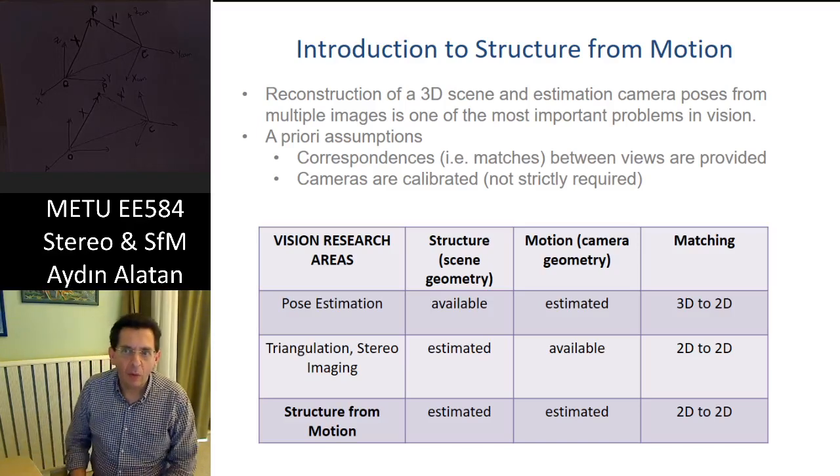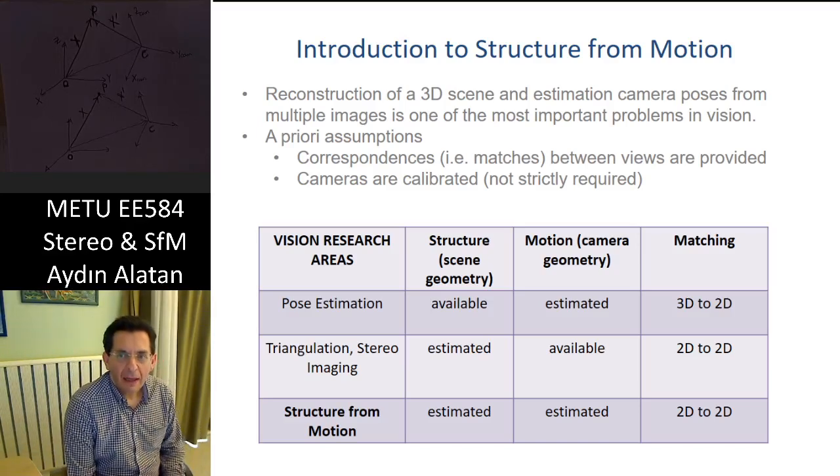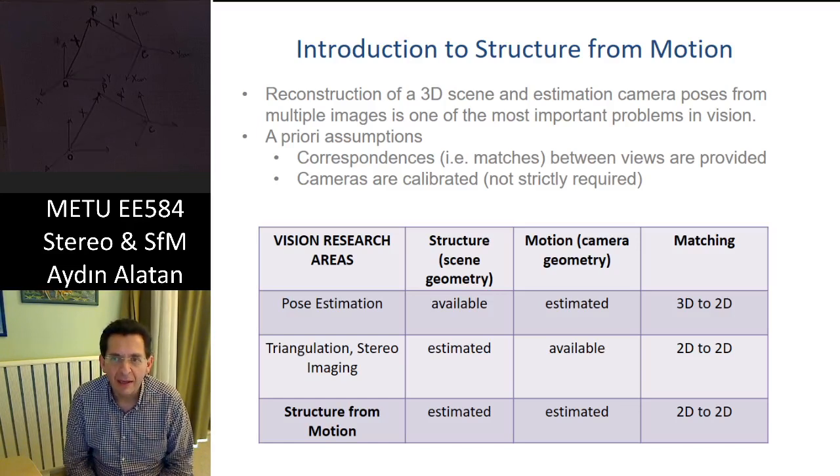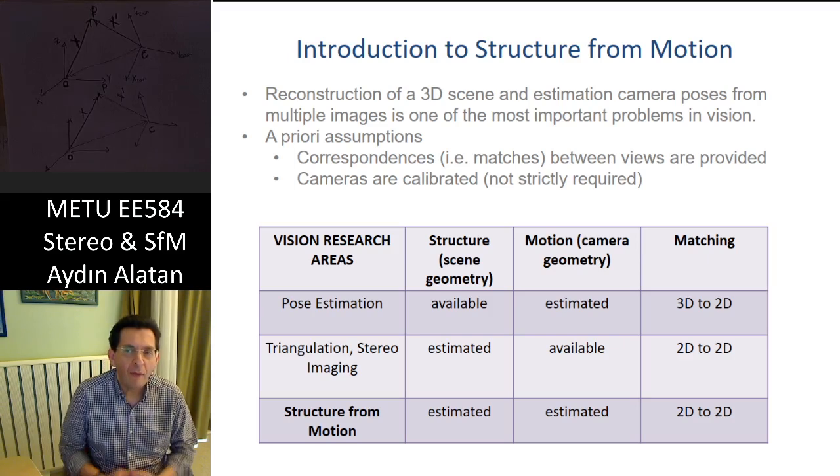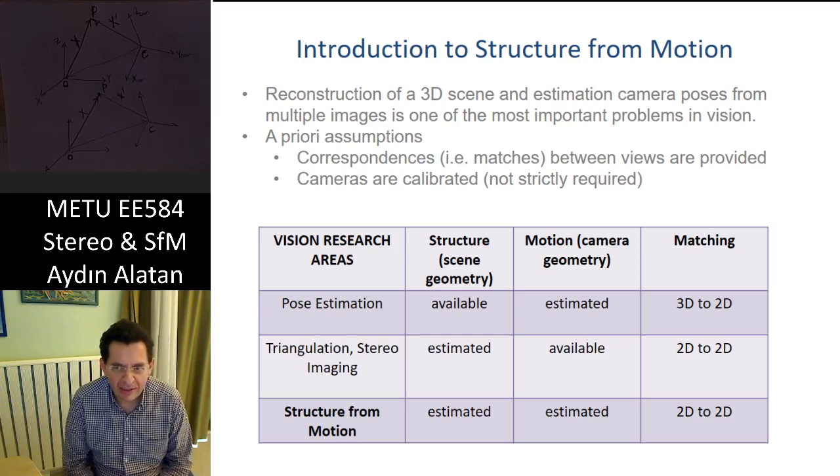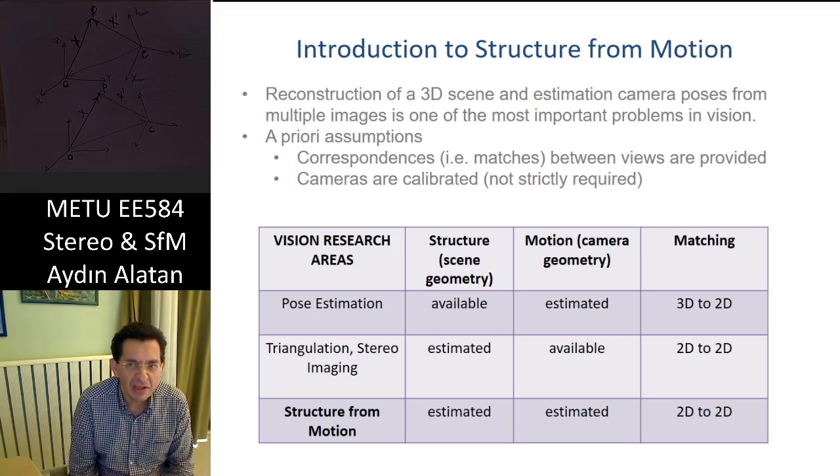Okay, welcome back everyone. Now we're dealing with the last chapter of the course, and we are talking about the structure from motion problem. We have already finished pose estimation and the stereo imaging part. Now we reach the last part, which will take 3 different sessions to finalize.